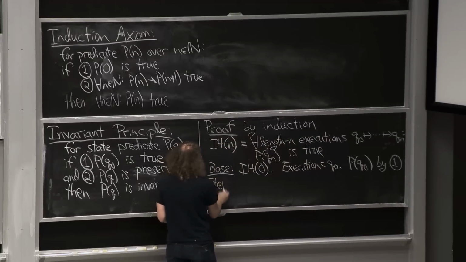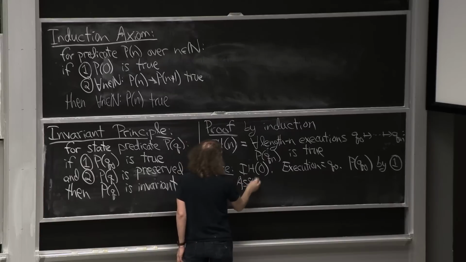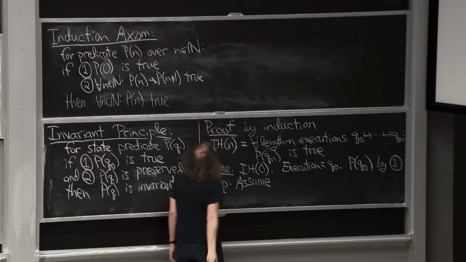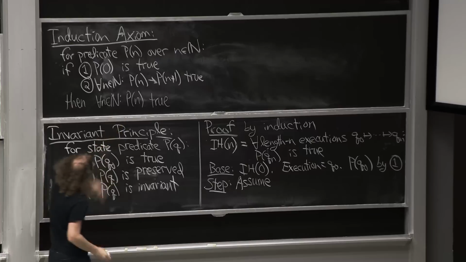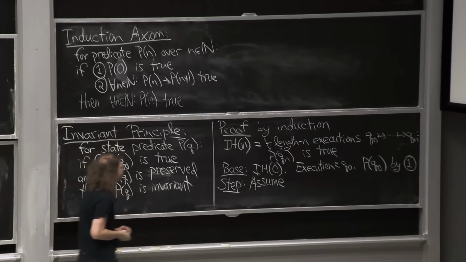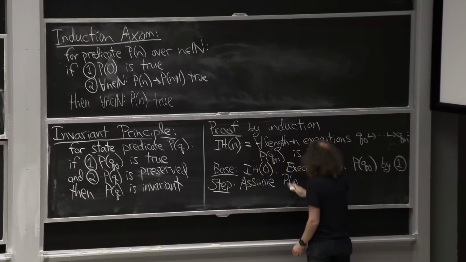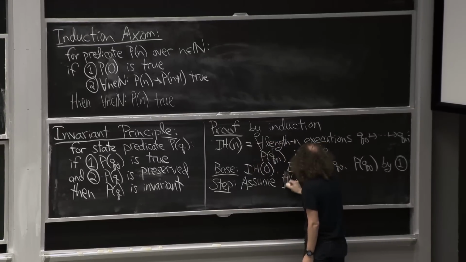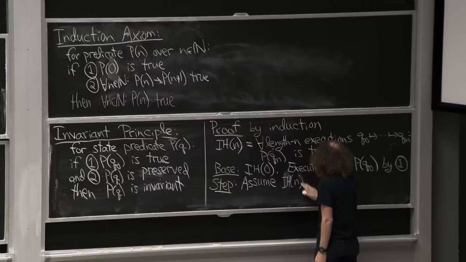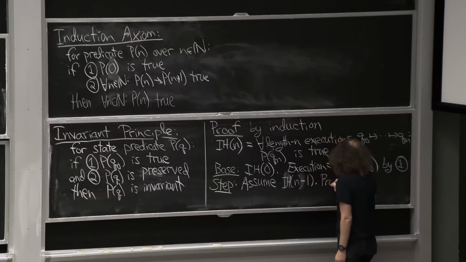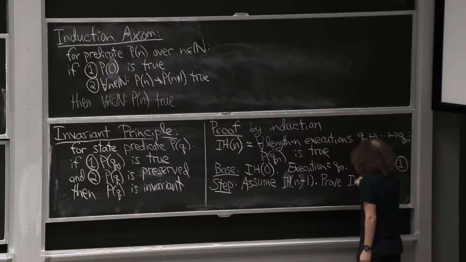Of course, the more interesting one is the induction step. We could follow this plan, assume P of n and prove P of n plus 1. I find it slightly more intuitive to assume, sorry, instead of P, it's IH here for induction hypothesis, IH of n minus 1, and we're going to prove IH of n.